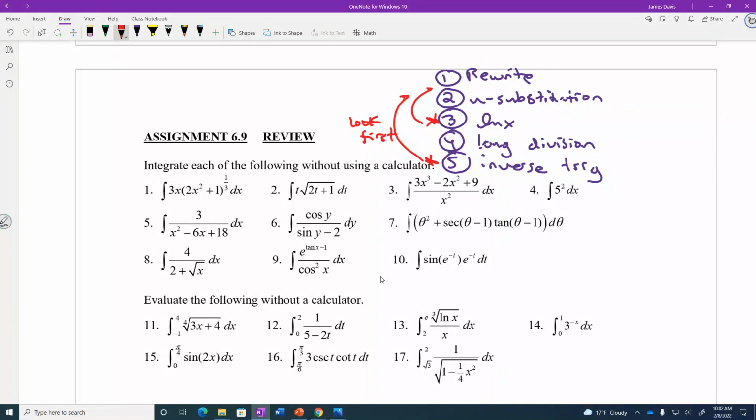So you might look for natural logs and inverse trig before you go into your substitution. It generally is going to be obvious if you're going to do an inverse trig. Natural log is a little bit more common. All right, well, let's start with the first one.